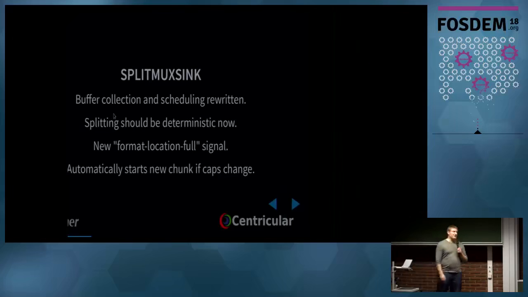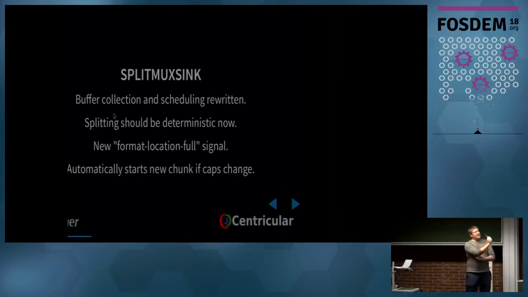Splitmuxsink. Splitmuxsink is something that fragments your media stream, so you can say, well, create a new file every so many megabytes or gigabytes or so many seconds, minutes, hours, whatever, and it just takes your encoded streams and it will split them. And it works with any container, even those that don't support that natively. So you can just decide Matroska, MP4, whatever you want, and it'll just work.